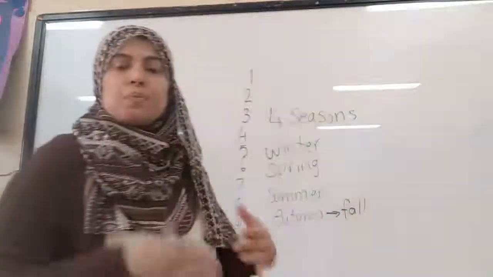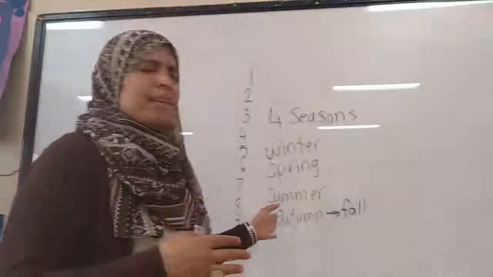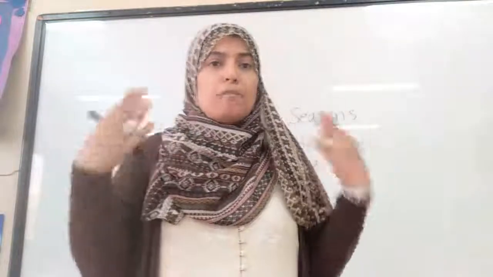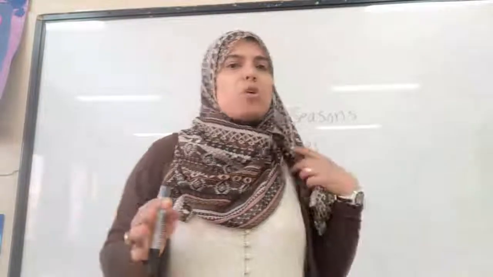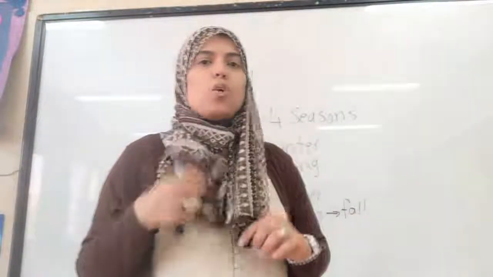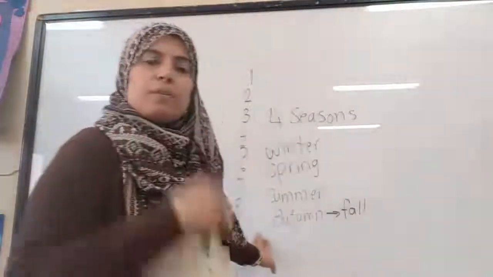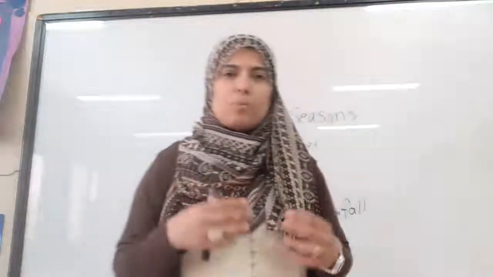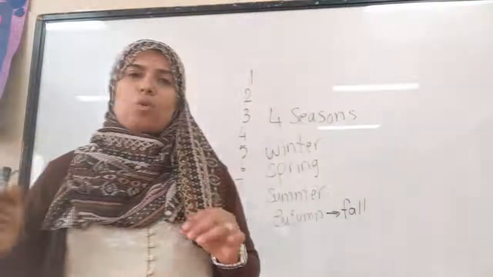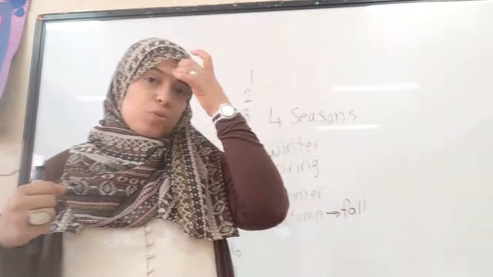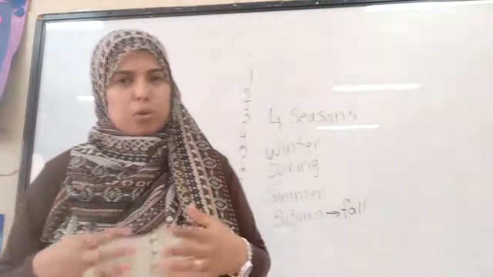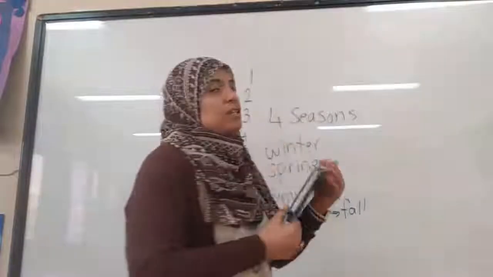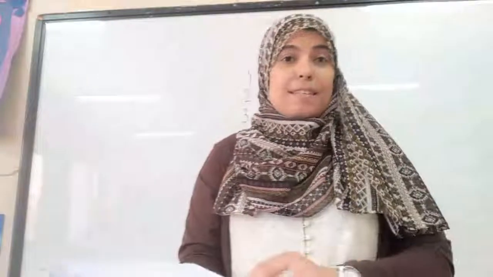Then when summer comes, the weather changes into very hot. In summer, we go to the beach, we go to the swimming pool, we travel. Autumn is between summer and winter. So in autumn, the weather starts to be a little bit cold, but not that cold that you wear too many jackets or too much clothes, okay? So my selection is talking about the 4 seasons in the year.